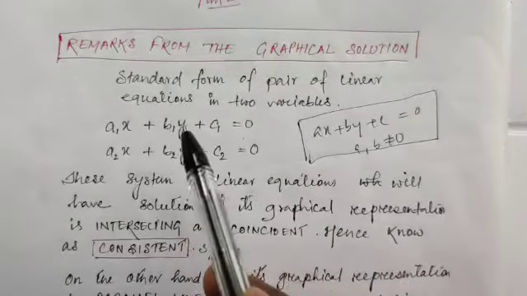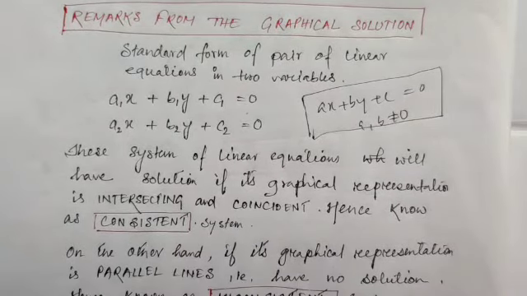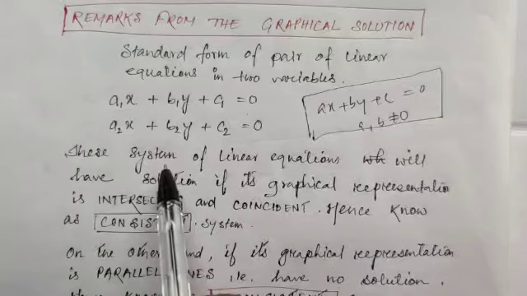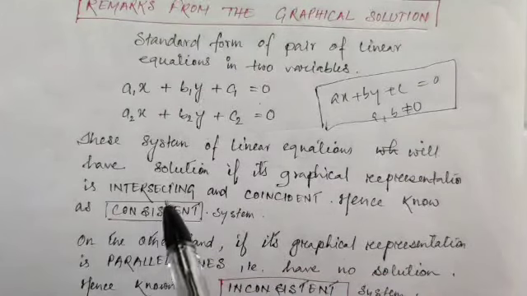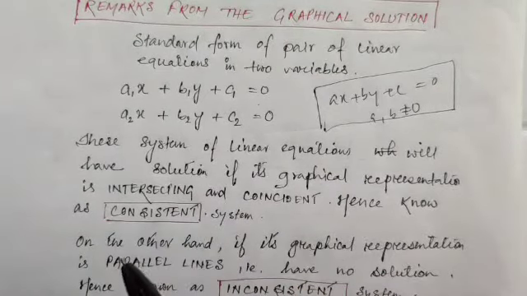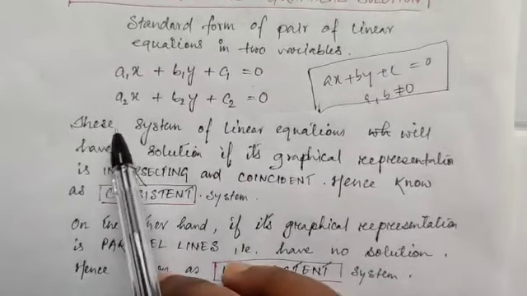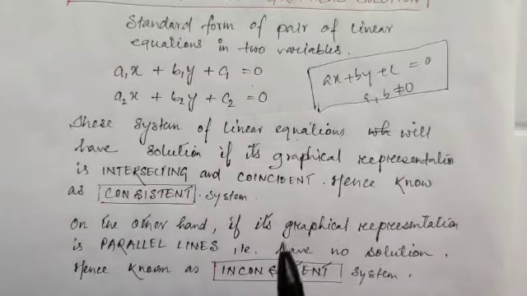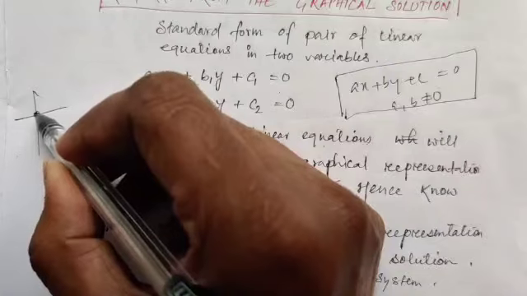Since we are talking about pairs of linear equations, we are taking two linear equations. When you see the graphical representation of these two lines, as I said, the lines can be intersecting, coincident, or parallel. Based on this, we have two types of systems of linear pairs: one will be consistent, one will be inconsistent. Now those pairs of linear equations will have solutions. For example, when the two lines intersect, they intersect at one point.